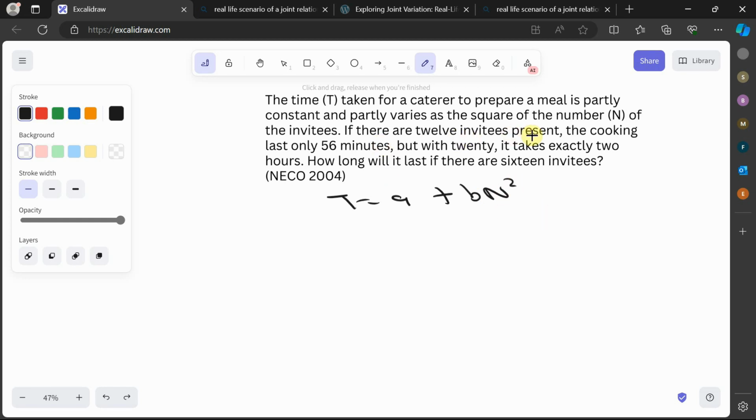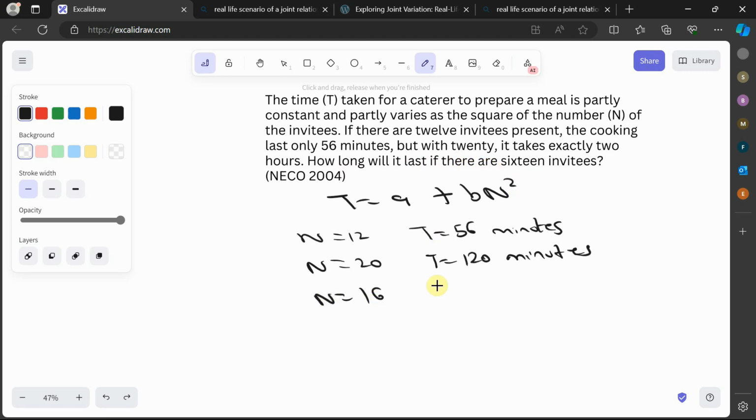If there are 12 invitees, so n is equal to 12, the cooking time only lasts 56 minutes, so t is equal to 56. But with 20 invitees, so when n is equal to 20, it takes exactly 2 hours. Because this is in minutes, the 2 hours also has to be in minutes. 2 hours is 120 minutes. It now says, how long will it last if there are 16 invitees? So if n is equal to 16, t is unknown. We don't know, so let's solve.